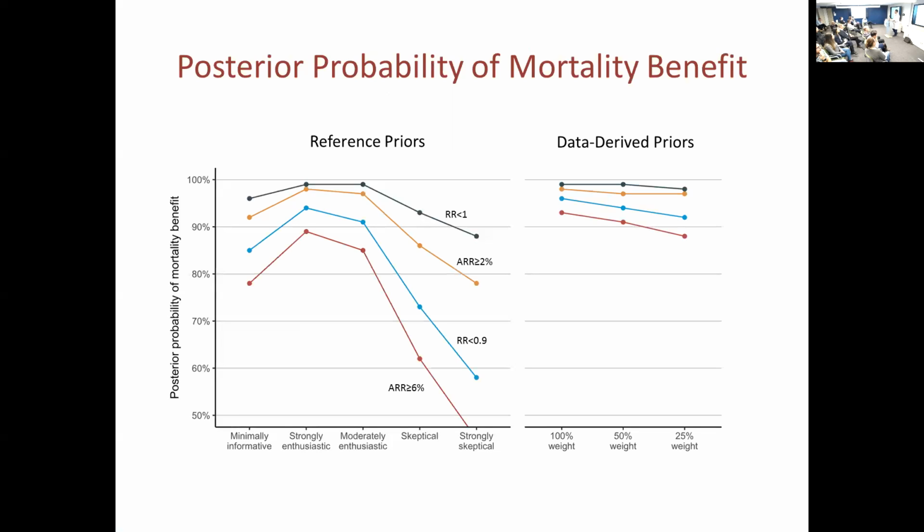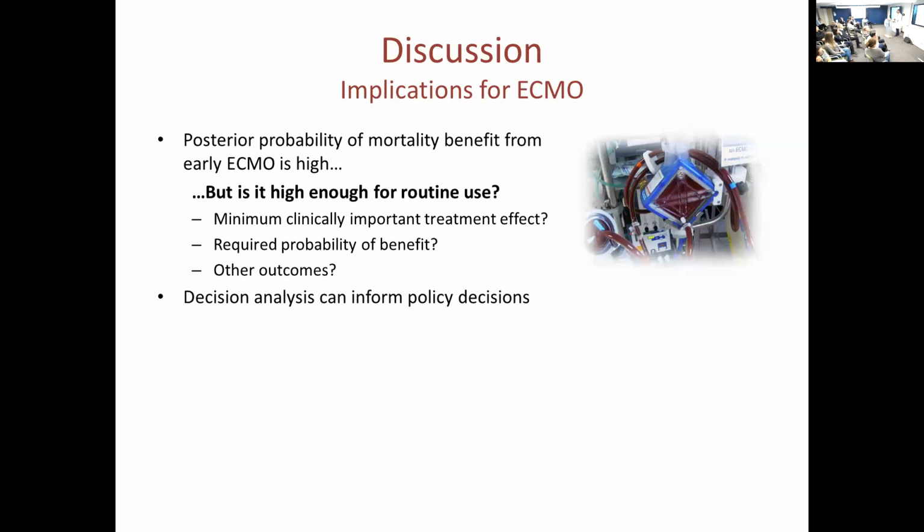Under the various data-derived priors, even when you significantly downweight the prior evidence, the posterior probabilities of treatment benefit remain very high. And so our interpretation is that the posterior probability of mortality benefit from the use of early ECMO is actually quite high. But the question remains, and is a matter of ongoing discussion, whether it's sufficiently high to generate routine use.